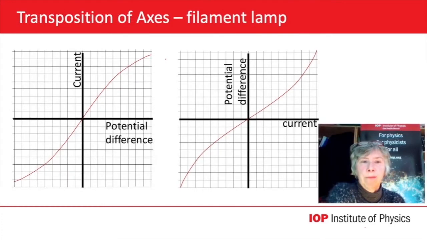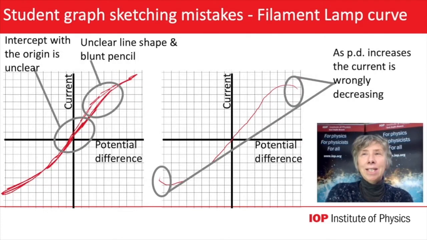If students have plotted potential difference against current instead, then it is still possible for their graph to be correct, but it would obviously need to be curving in the opposite direction. Here you can see two graphs that your students might draw. The graph on the left has an unclear line shape, which may have been caused by the student not having a sharp pencil and not using an eraser.